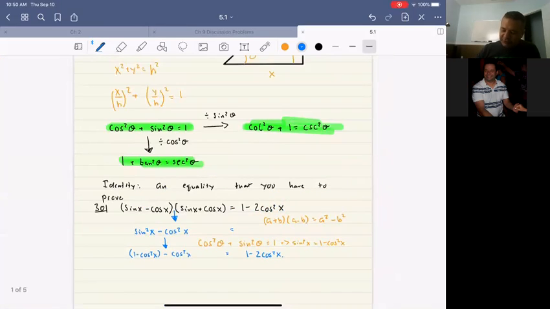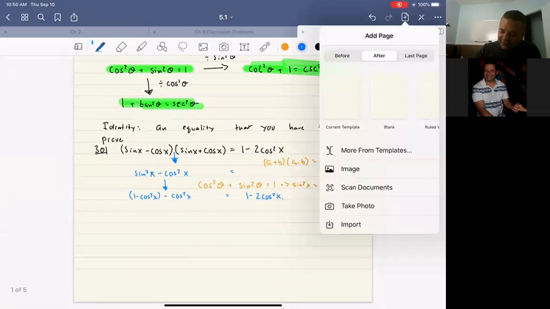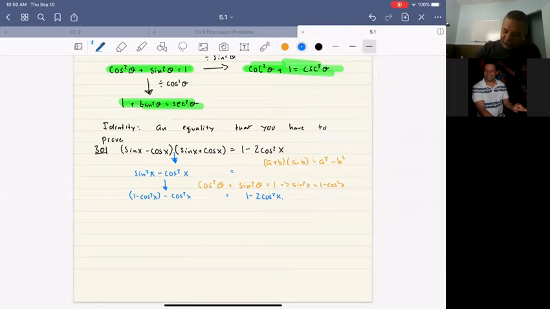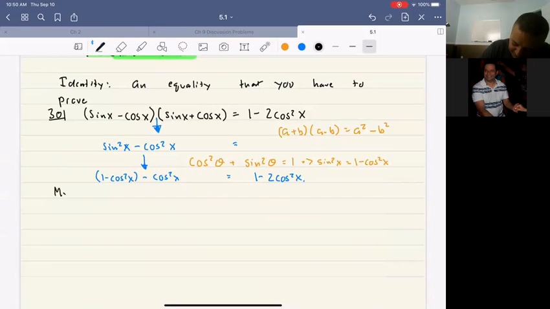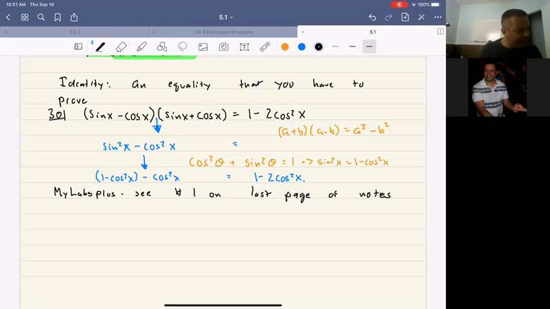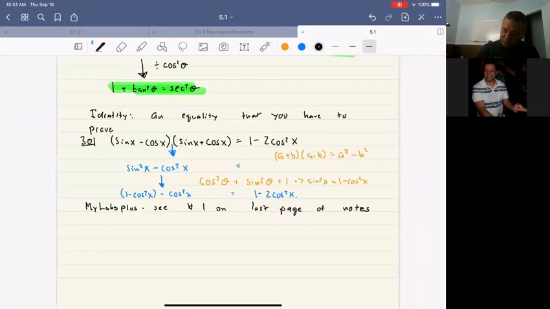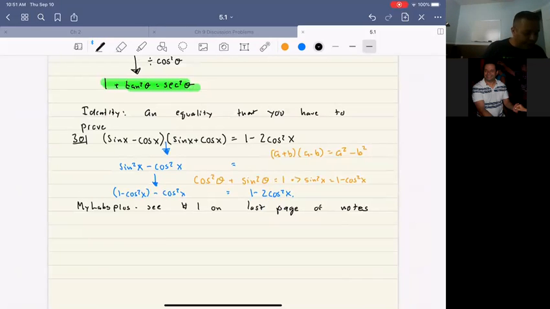Let's do another one, if you needed to see this one again. And let me point out that MyLabs Plus, see number 1 on the last page of these notes. That'll tell you how it looks in MyLabs Plus. Okay, let's do another one. Let's do number 40.